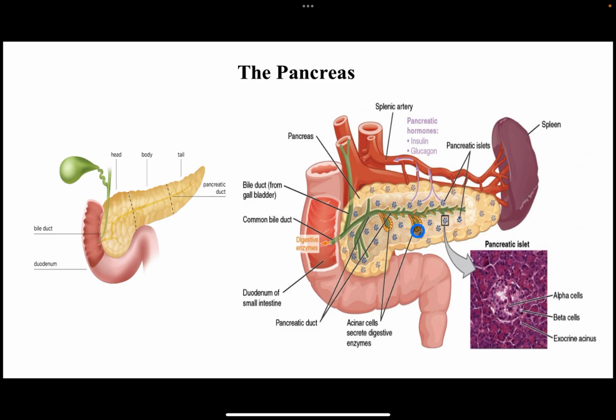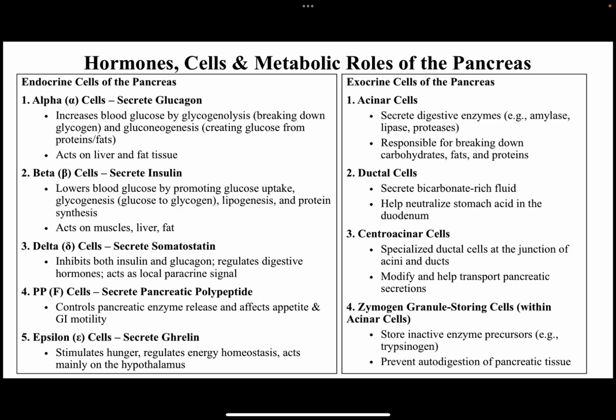So these do not release their secretion into what? The acinar cells and the ductal cells do not release their secretion into the blood. They release their secretions directly into the duct. But the pancreatic islets, their secretions go directly into the blood. And this is the reason why it's considered an endocrine. It releases hormones like insulin and glucagon directly into the bloodstream. Is that okay? Great. So now let's move on to some details.